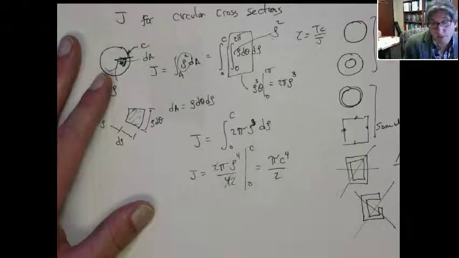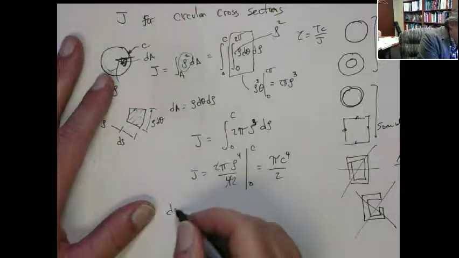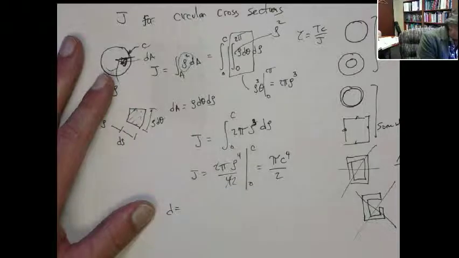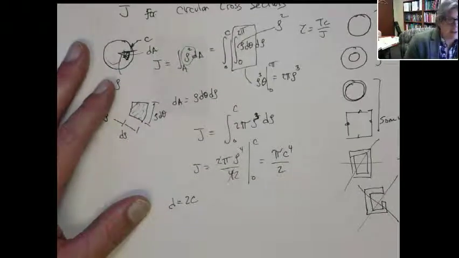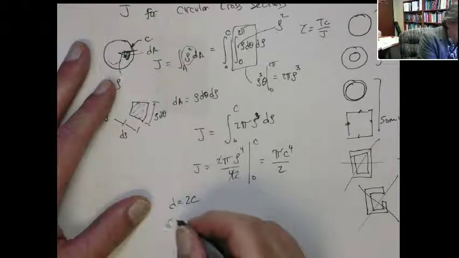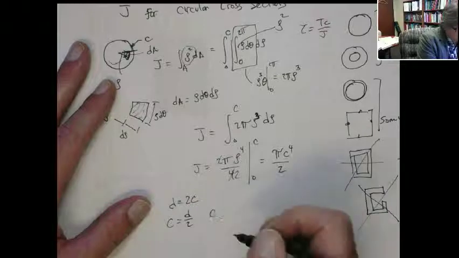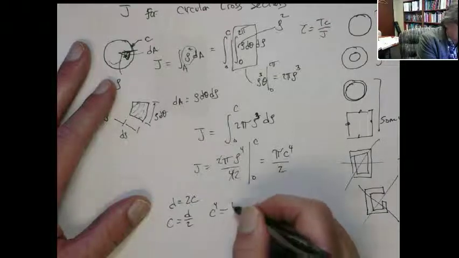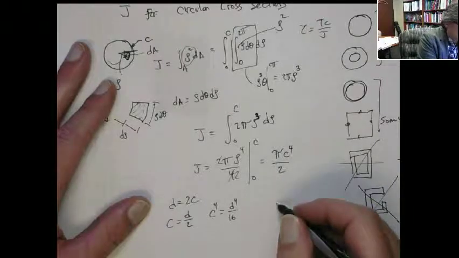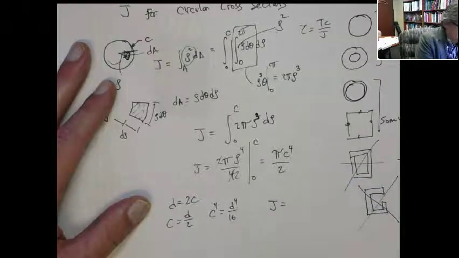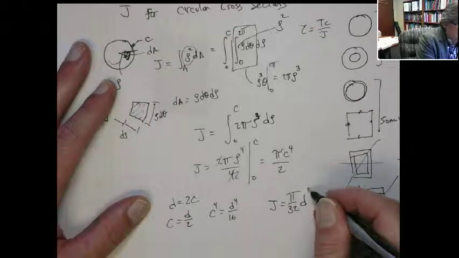Actually, that's the way I memorized it. Although you can do this as well. The diameter is nothing more than twice the radius, obviously, right? So if you want to get this in terms of diameter, we can just put in for c, d on 2, and then if we do that, c to the 4th is going to be d to the 4th on 16. Put that into here, and you can see that J is then going to be pi over 32 diameter to the 4th.